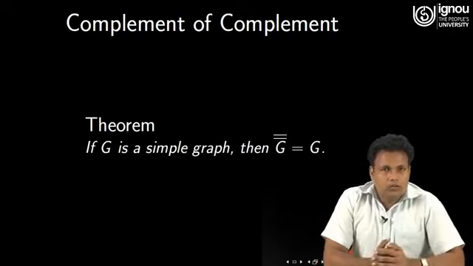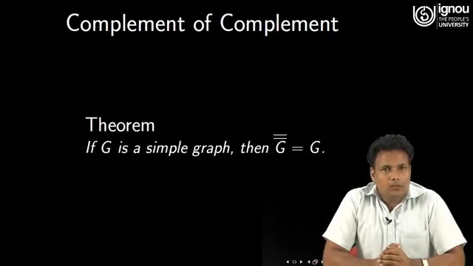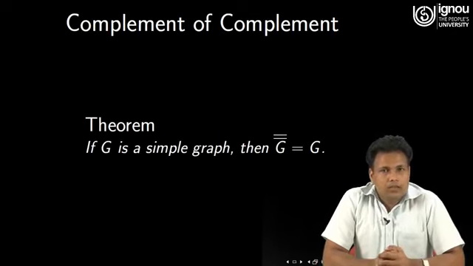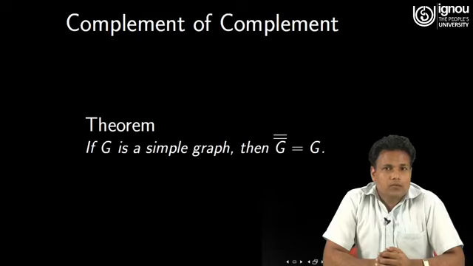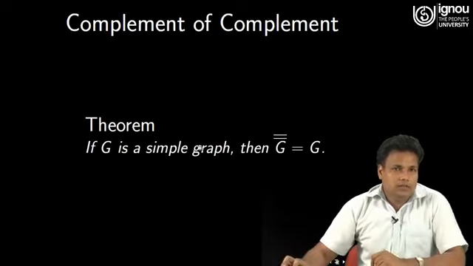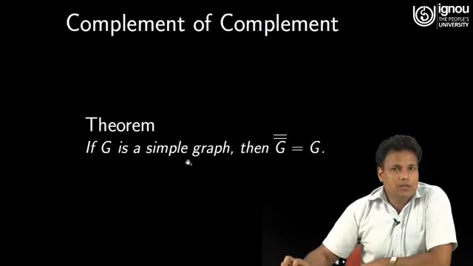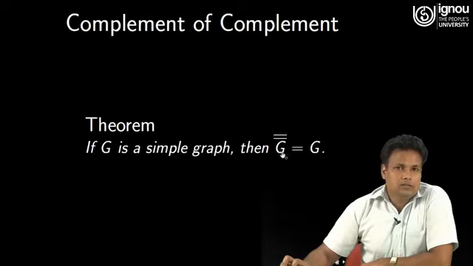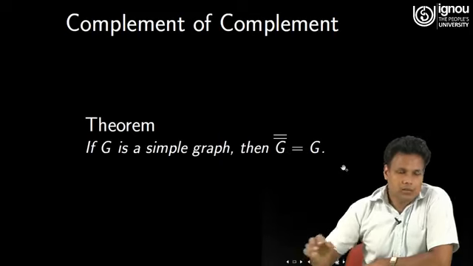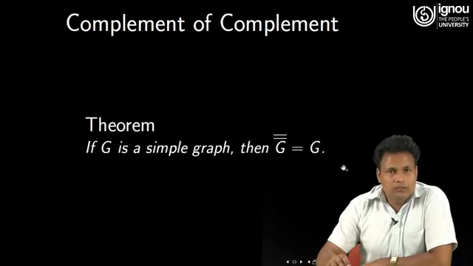Okay, now we come to the concept of the complement of the complement. It is natural to expect that the complement of the complement of a graph is the graph itself, and indeed it is the case. We have this result: if G is a simple graph, then the complement of G bar is the graph G itself. We shall prove it here.